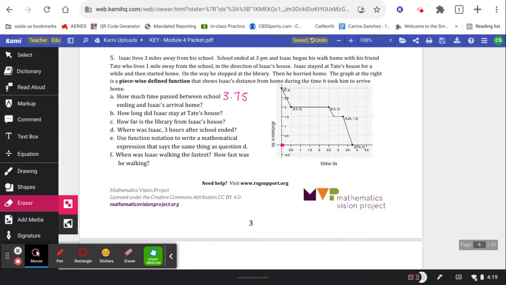Well, what does that mean in terms of hours? It's 3 hours and 45 minutes, in case you cared.